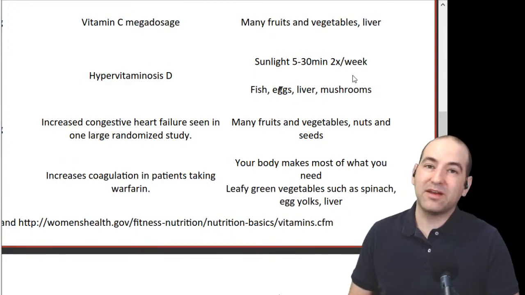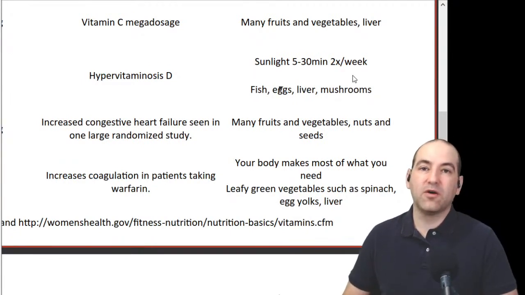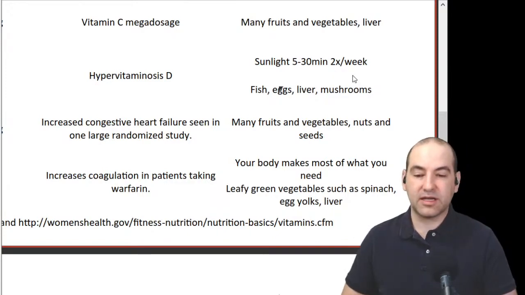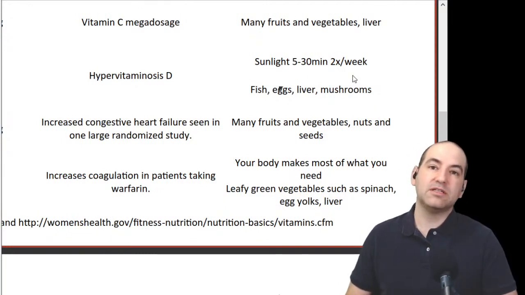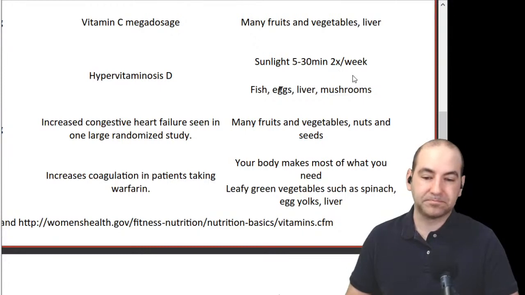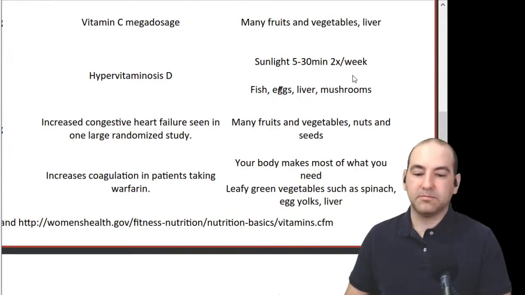Now, that's not a great way to get vitamin D, actually, because we know that the UV light from the sun causes cancer, or can cause cancer. So it's better to protect yourself from the sun and supplement your vitamin D. And so we add vitamin D to milk, for example. And there are some other ways to get it as well.